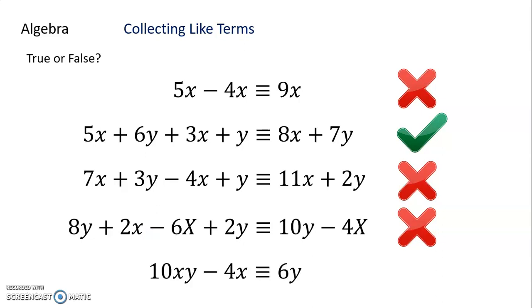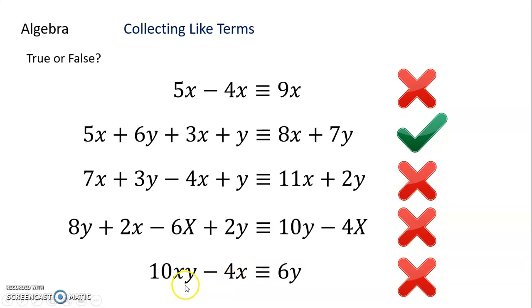Lastly then, 10xy subtract 4x is identical to 6y. Is this true or false? So you should have found that this is false. And the mistake that's been made here is that they've thought these are like terms when actually they aren't. Yes, they both have x's, but this has a y as well, and this one doesn't. So we can't subtract these.